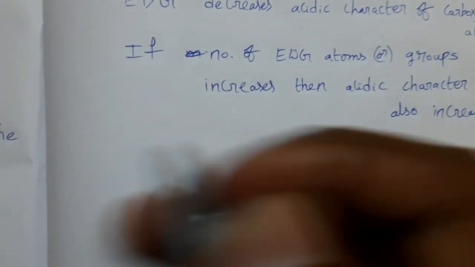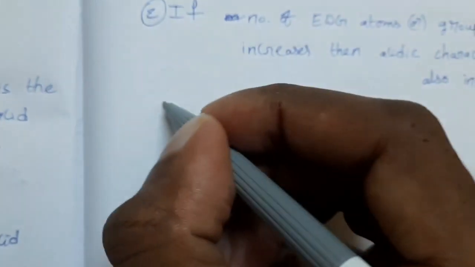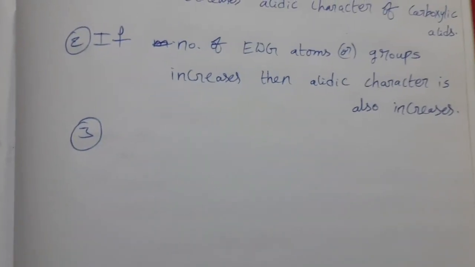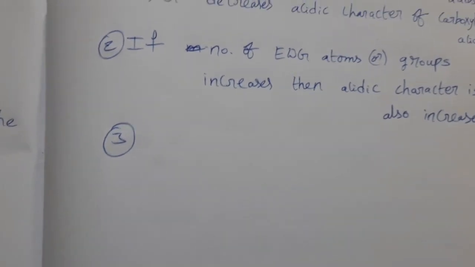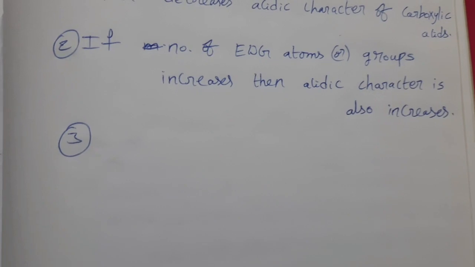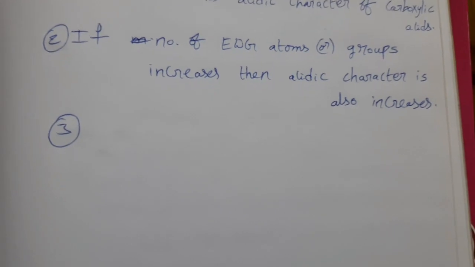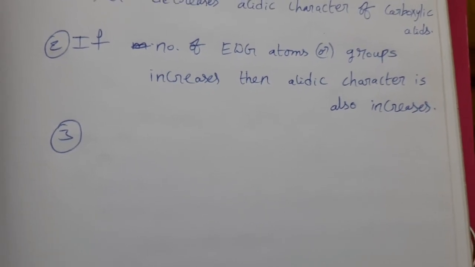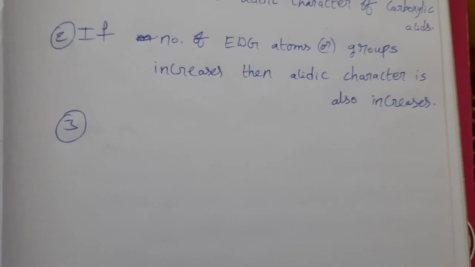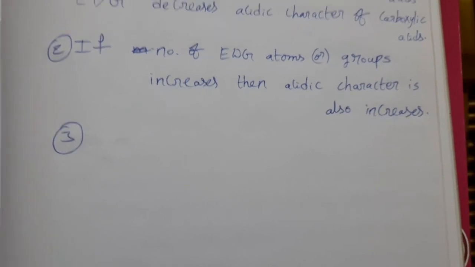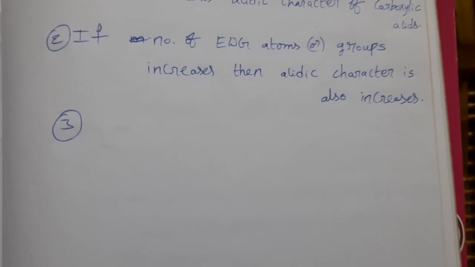Now another point. If the position of electron withdrawing groups or atoms is closer to the COOH group, then acidic character is more. If the position of the electron withdrawing group is farther from COOH, then acidic character is less.